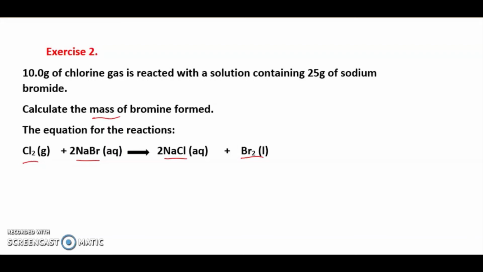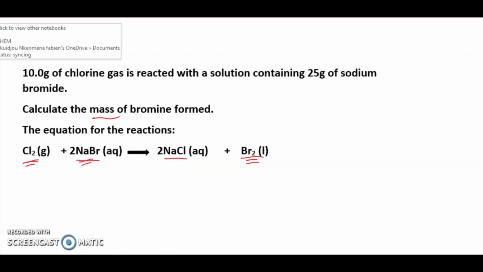Now take note, we have two reactants, and it is the limiting reactant that will determine the mass of bromine formed. Remember the example we used, the case of the fuel and the engine of the car. When the fuel is finished, the car stops moving. So when the limiting reactant finishes, the reaction stops. So the mass of bromine produced will depend on the limiting reactant. This means that we need to first of all determine the limiting reagent between chlorine and sodium bromide. So how do we do it?